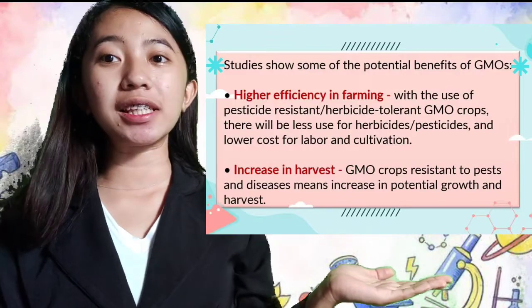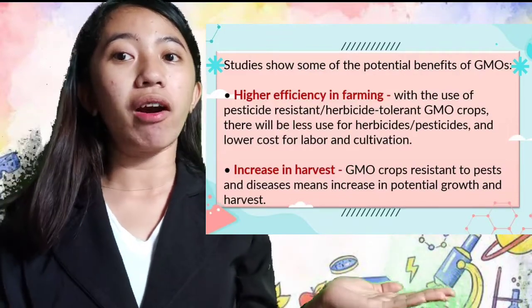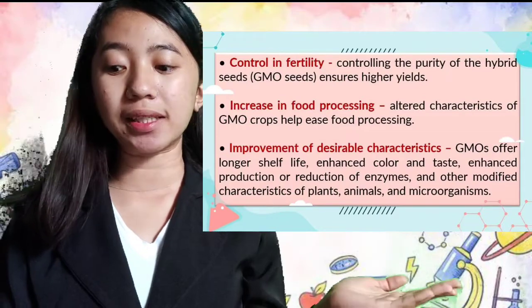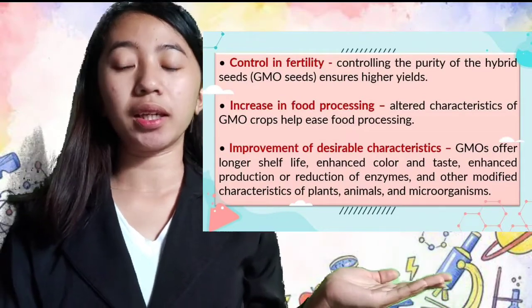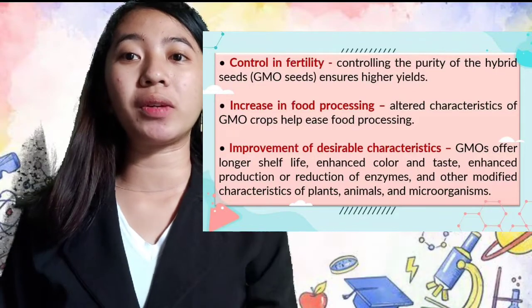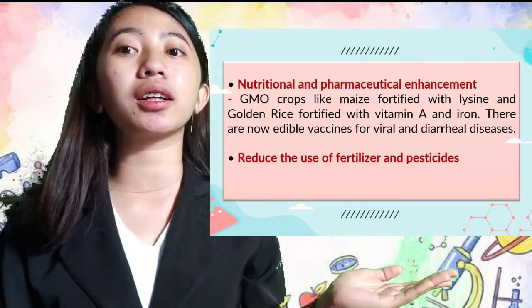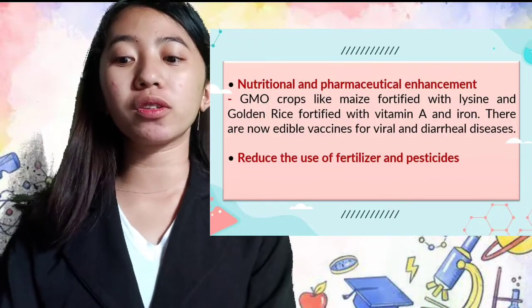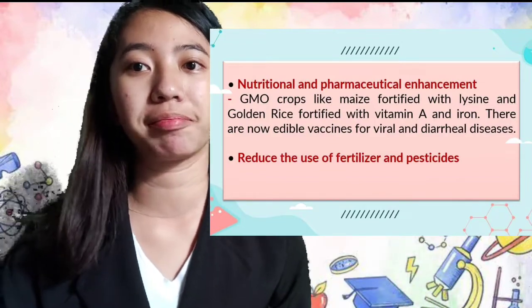Studies show some of the potential benefits of GMOs. Here we have higher efficiency in farming, increase in harvest, control in fertility, increase in food processing, improvement of desirable characteristics, nutritional and pharmaceutical contentment, and reduced use of fertilizer and pesticides. Those that I've mentioned mostly benefit our agricultural industries. As we all know, agricultural industries are among the most benefited when it comes to genetically modified organisms.